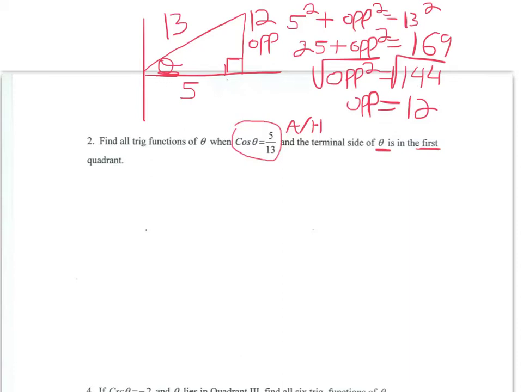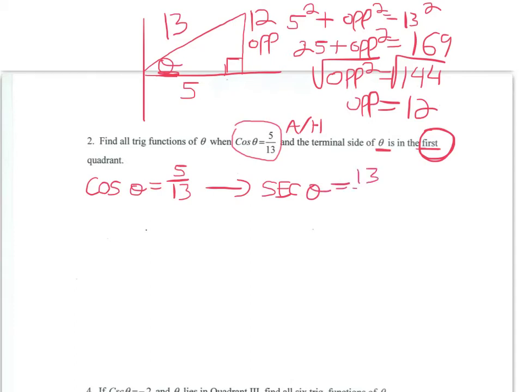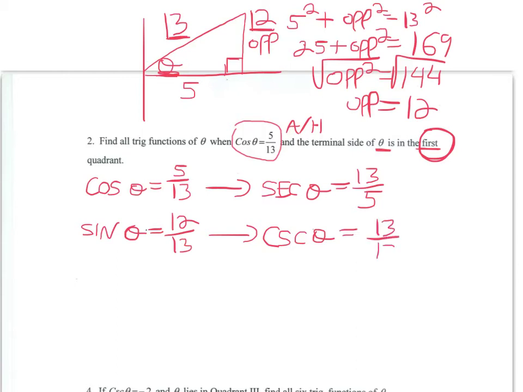Just use your definitions. All right, so let's do this. Cosine of theta. Now, the good thing about this, it's in the first quadrant, so all the trig values are going to be positive. So cosine of theta is 5/13. The reciprocal is secant, so we just flip it. It's 13 over 5. Sine of theta, that's opposite over hypotenuse, so it's 12 over 13. The reciprocal of the sine is cosecant, so we just flip that and get 13 over 12.